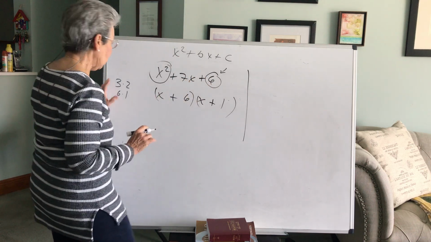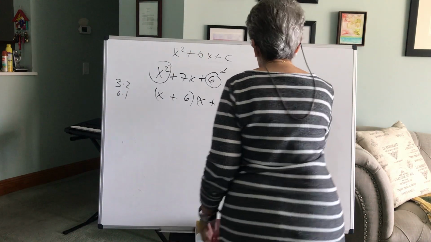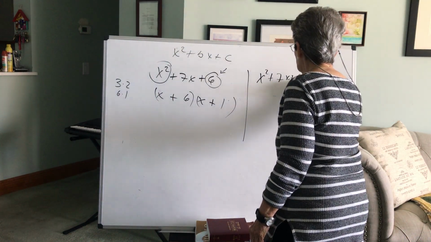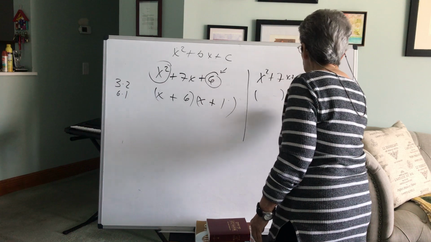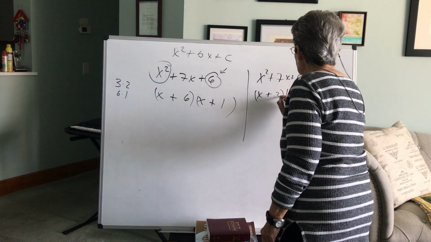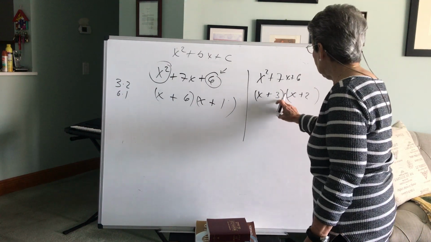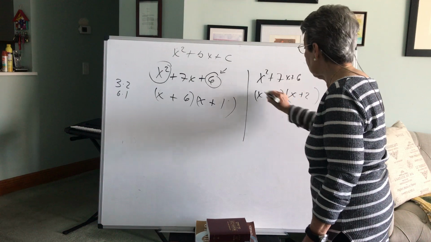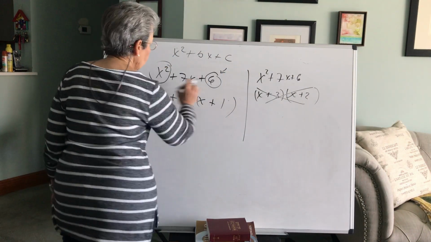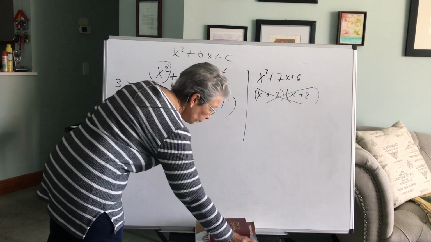But suppose you don't choose 6. Let me prove that 3 and 2 doesn't work. For example, if you write here x squared plus 7x plus 6, and you are going to factorize x and x, positive and positive. If you write here 3 and 2, when you multiply 3 times 2 is 6, that is true. But 3 plus 2 is 5, it's not 7, so this doesn't work. And the factorization of this trinomial is x plus 6 times x plus 1.